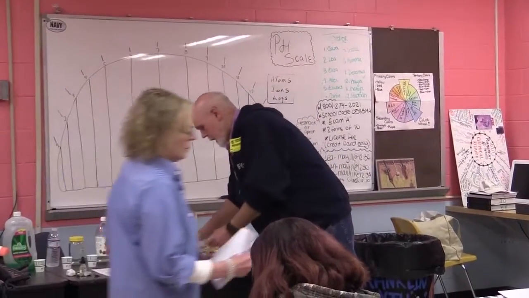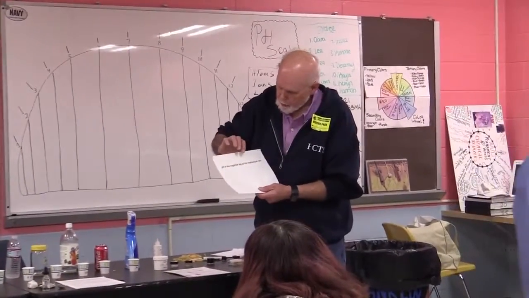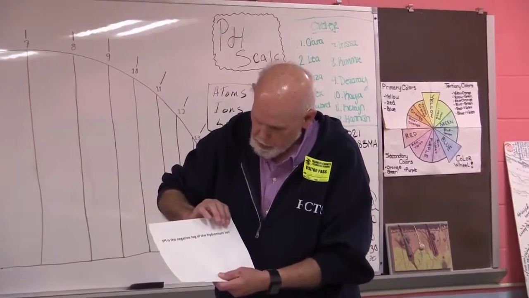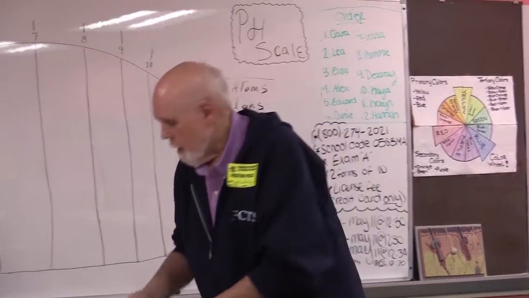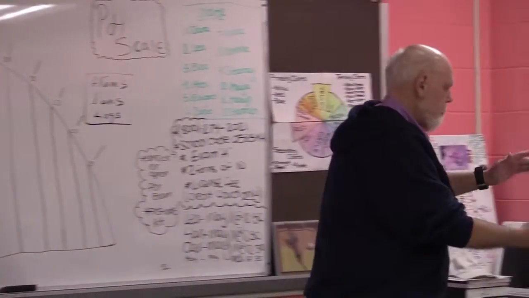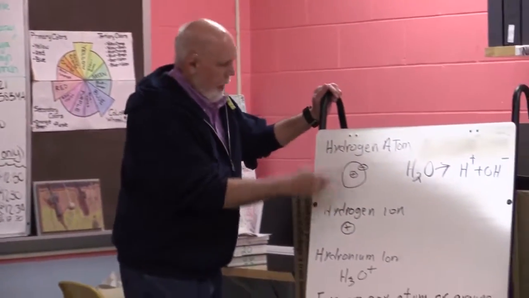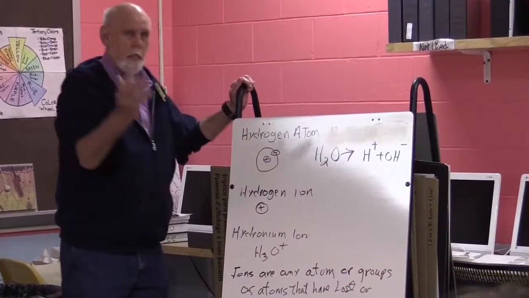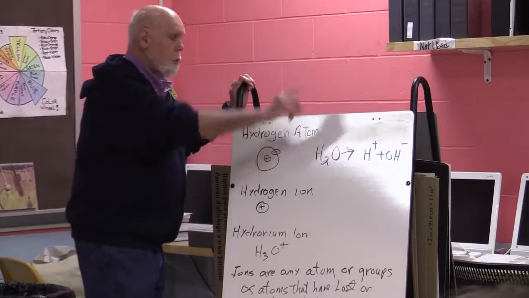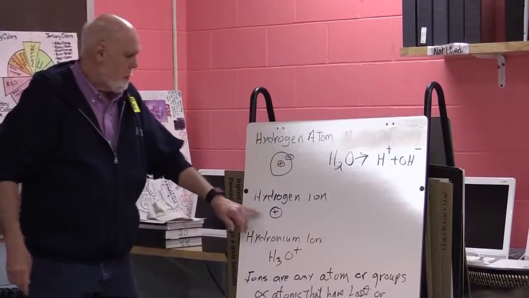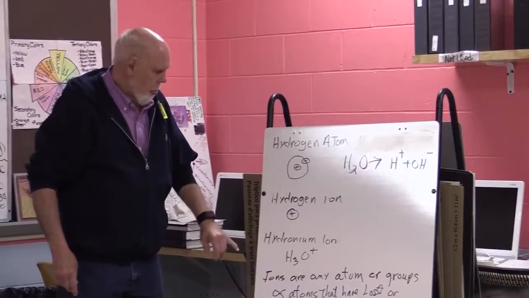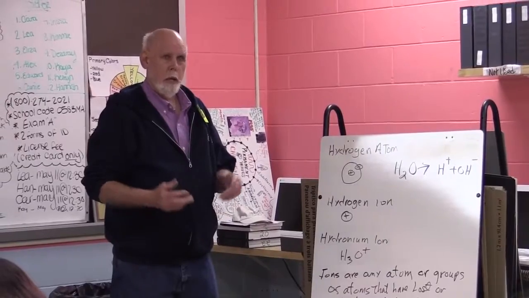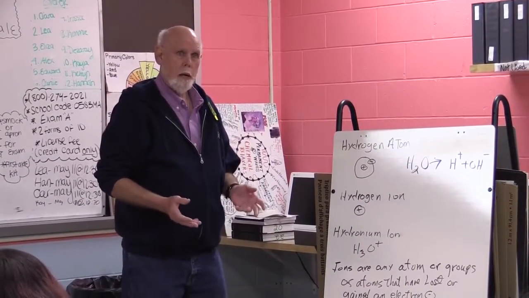So now we need to look at some other things here that you might have some questions on. Okay, ions. Let's take a look at a hydrogen atom. A hydrogen atom is the simplest of all atoms. It has one proton in the middle and one electron. That's it. Now, if it loses that electron, it becomes a hydrogen ion. So basically, any atom or group of atoms that has either lost or gained electrons becomes an ion. They become a charged particle.